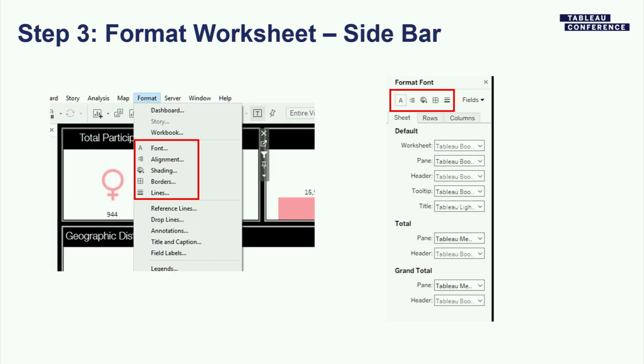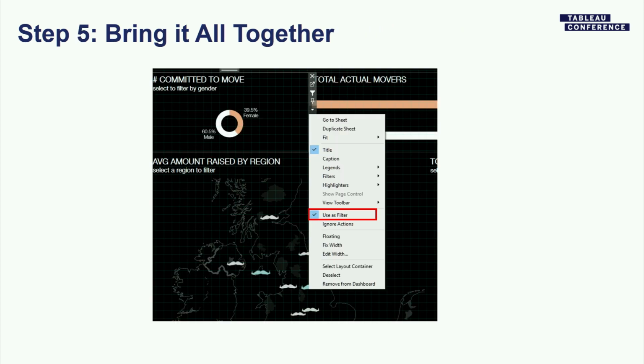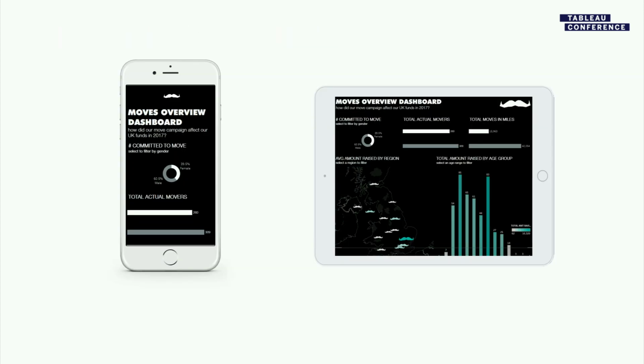Next, we formatted everything for the individual worksheet, and we took advantage of using copy-paste formatting to include all those changes in the rest of our worksheets on the dashboard. We made individual changes to worksheets through the marks card, and we brought it all together by adding interactivity and cleaning up the items on our dashboard. Finally, we thought about how to design for mobile use.